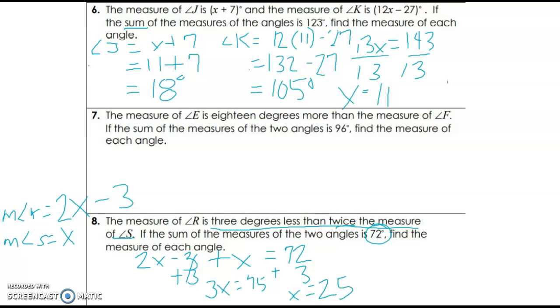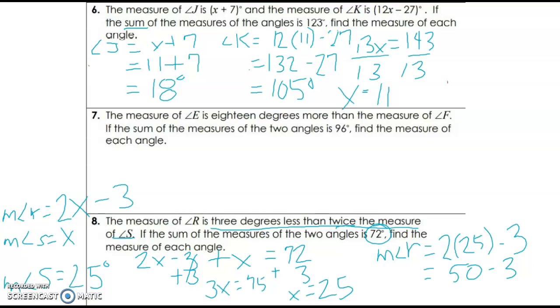So now we substitute in. We now know that the measure of angle S equals 25 degrees, because that was our x. So to figure out the measure of angle R, we're going to substitute 2 times 25 minus 3. So that is 50 minus 3, which means the measure of angle R equals 47 degrees.